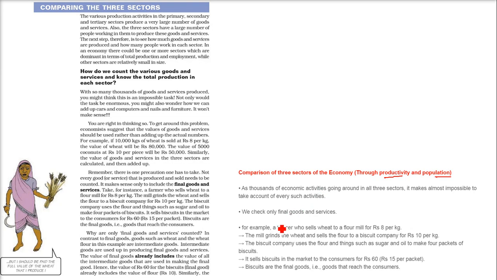So what we have to do is, we have to check only the final goods and services. That is, if you say some 10,000 kgs of wheat is sold at 8 per kg, then just accounting for this 10,000 kg will not be a good idea to compare. You have to find out the cost of this 10,000 kg. That is, if 1 kg is 8 rupees per kg, then it is going to be 80,000.